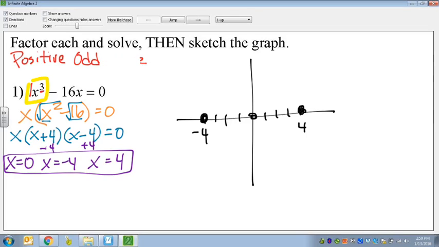So they're odd, so they're going to go in different directions. But if it's positive, that means it's going to go from low to high. Meaning it's going to start down here and then go up like this. That's what it's going to do, something like that.